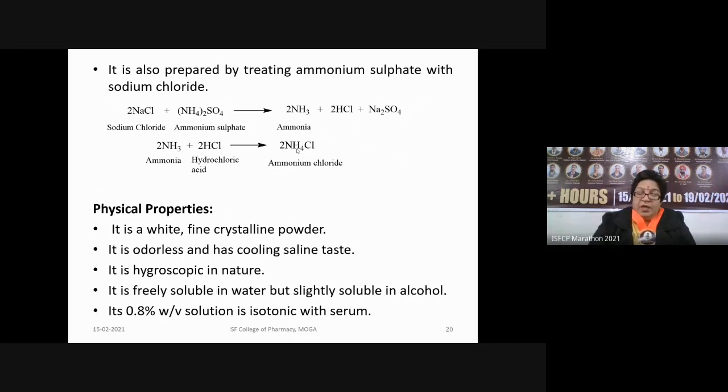Its 0.8% weight by volume solution is isotonic with our serum. Now there are some terms: V by V, W by V, and W by W. Weight by weight, weight by volume, volume by volume. 0.8% weight by volume का मतलब है कि 0.8 grams जो है वो solid form में grams, it has to be dissolved in 100 ml of water. So it is 0.8% weight by volume solution. It is completely isotonic with serum.